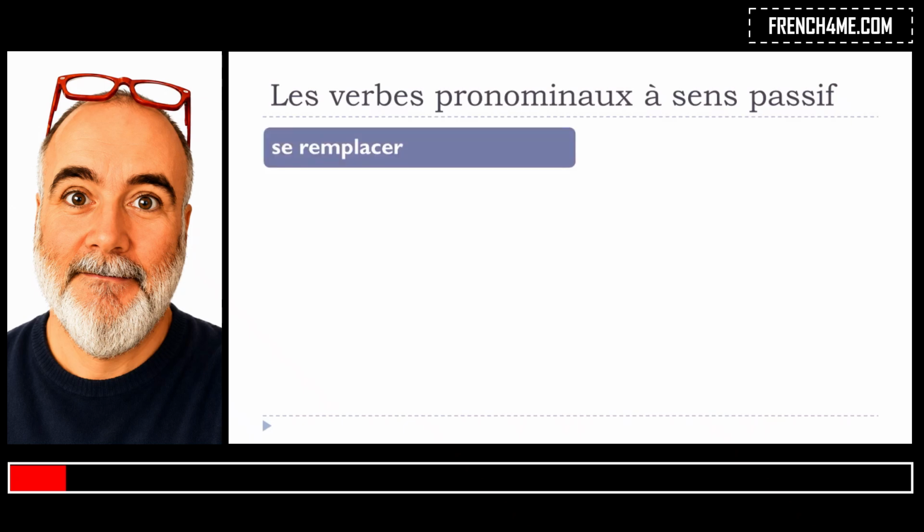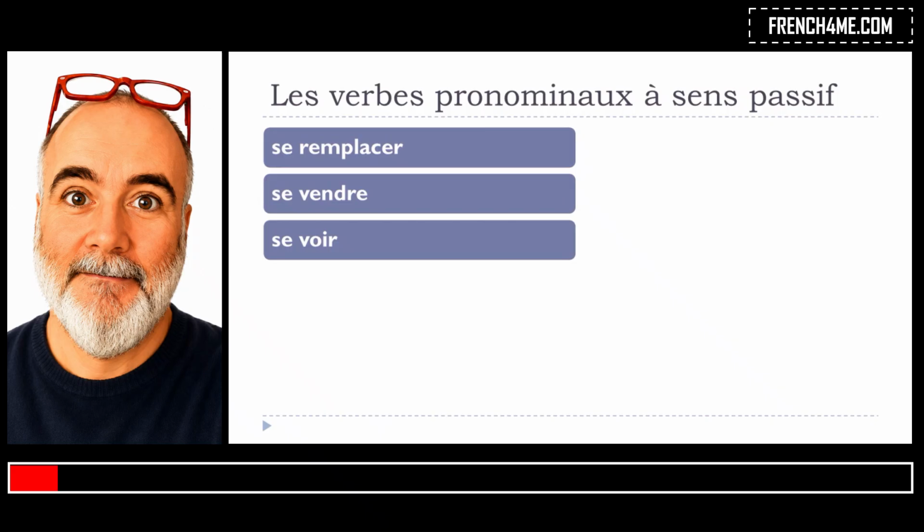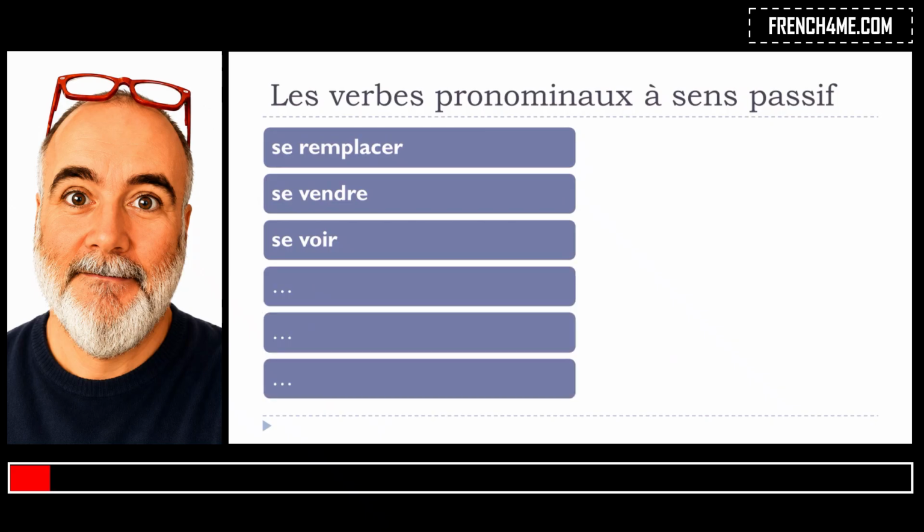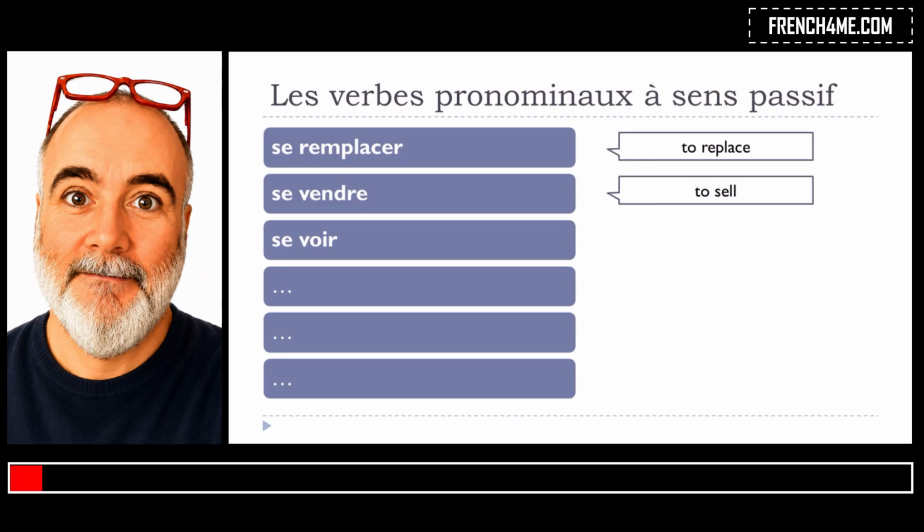Se remplacer, se vendre, se voir, and that's it. Okay, so remember that all the verbs that we've been presenting in this video, they can work as verbes pronominaux à sens passif.